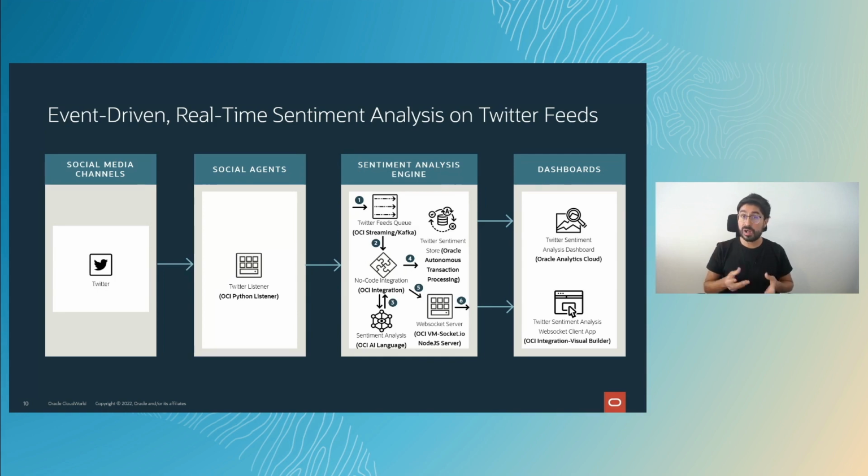We're going to apply bulk sentiment analysis on those Twitter feeds. And finally, the results together with the feeds, we're going to send them to a Twitter sentiment store that in this case is going to be Oracle Autonomous Transaction Processing. So once we have that, we're going to have an analytic dashboard in Oracle Analytics Cloud on top of those Twitter sentiment store records.